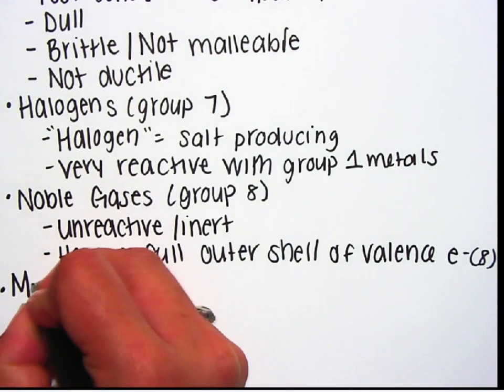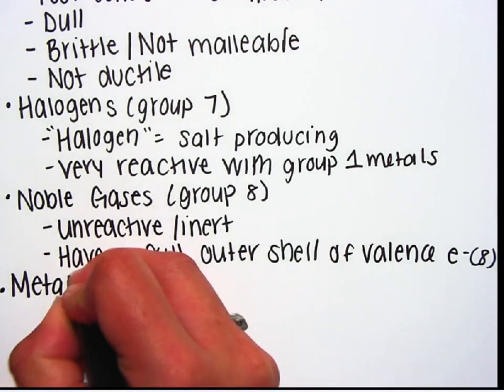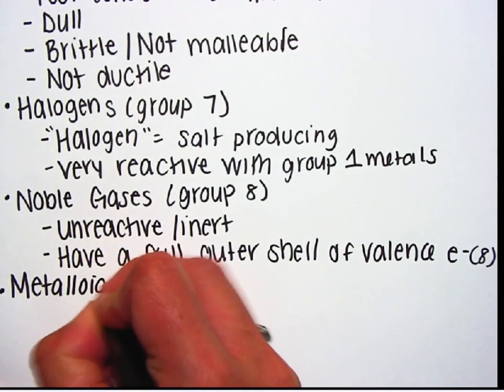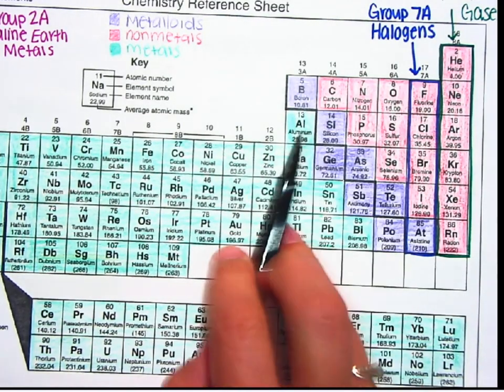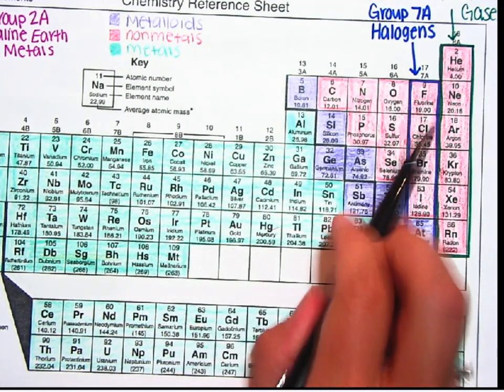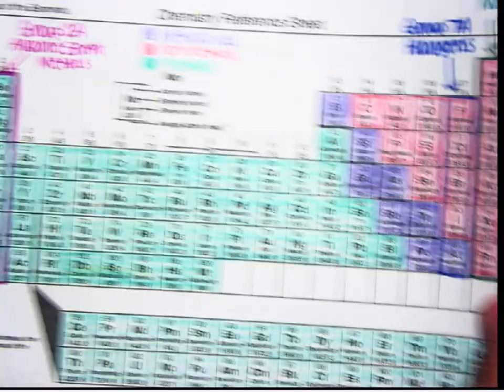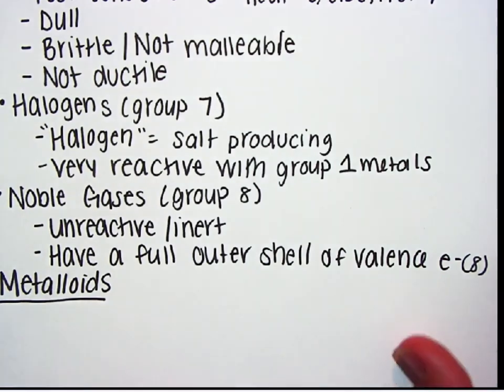All right, we talked about metals. We talked about nonmetals. Last up are those elements on the staircase, which we call the metalloids. The metalloids are in between the metals and nonmetals. That means they're going to have properties of both.